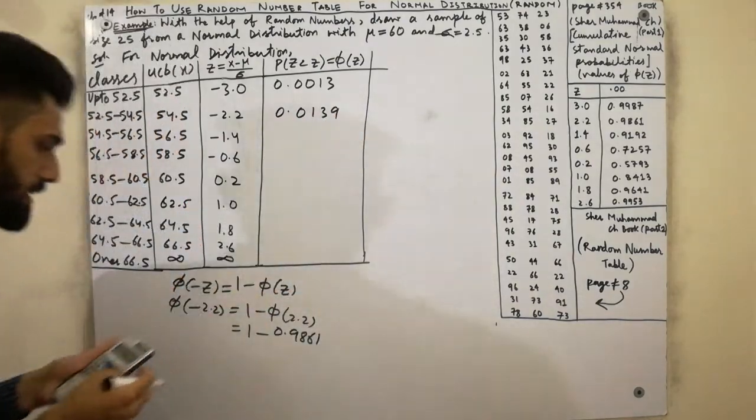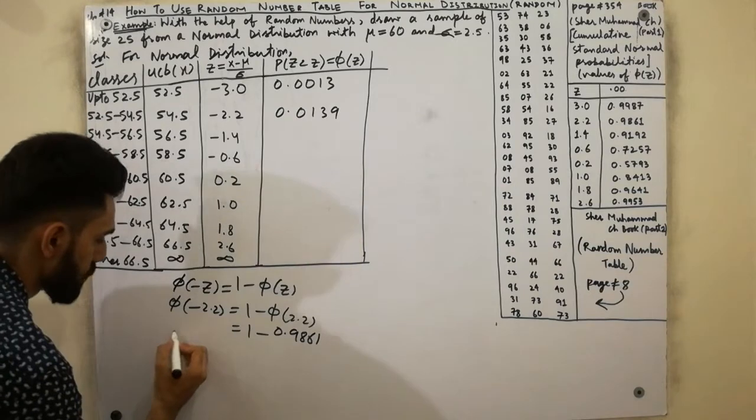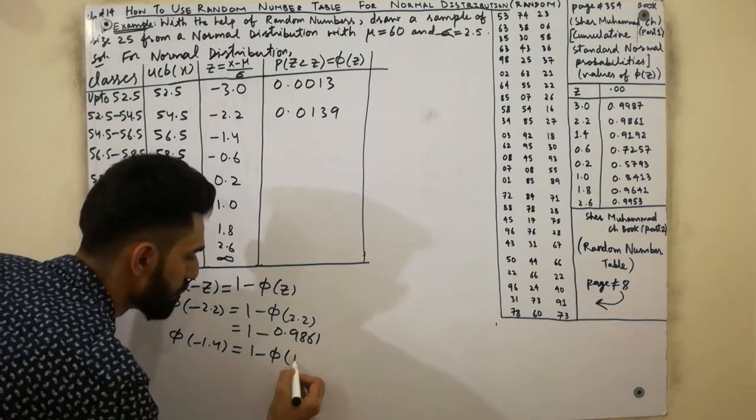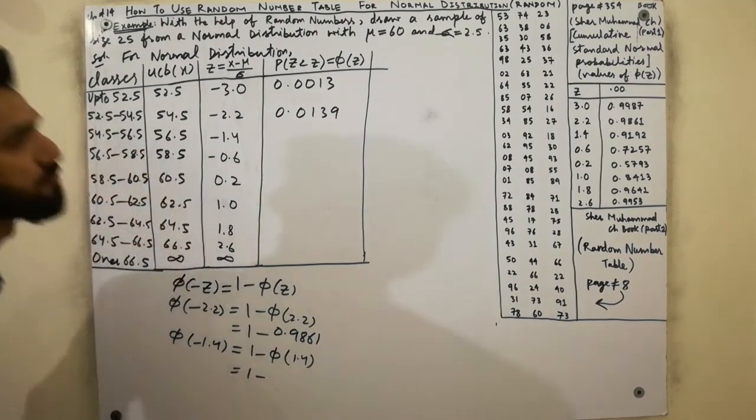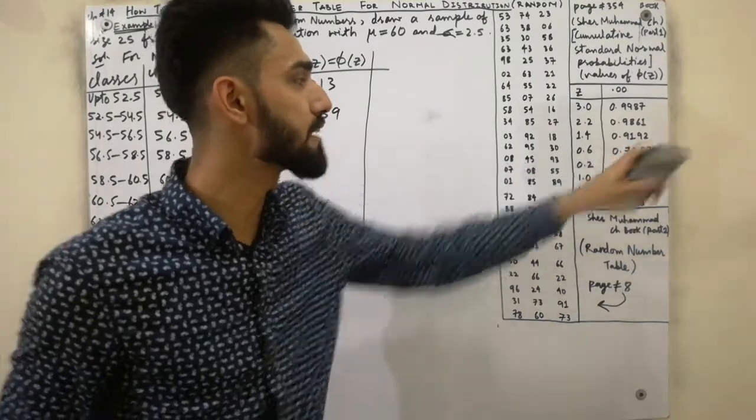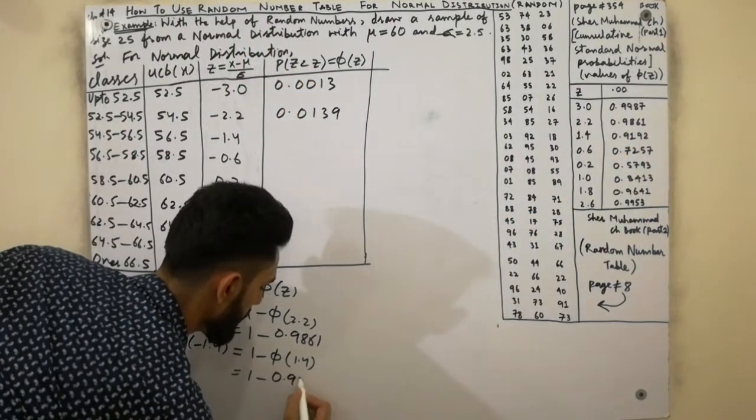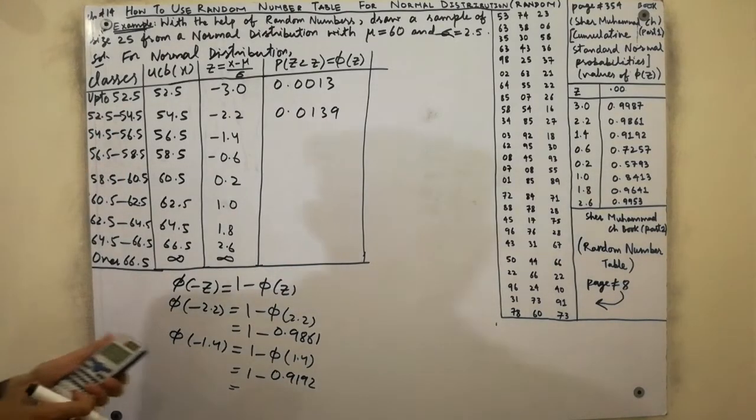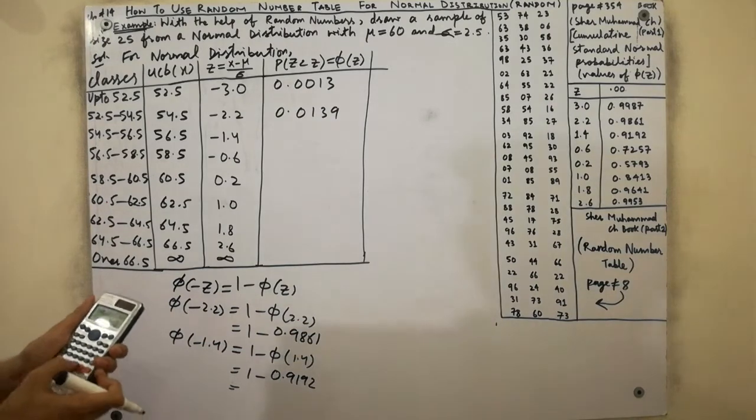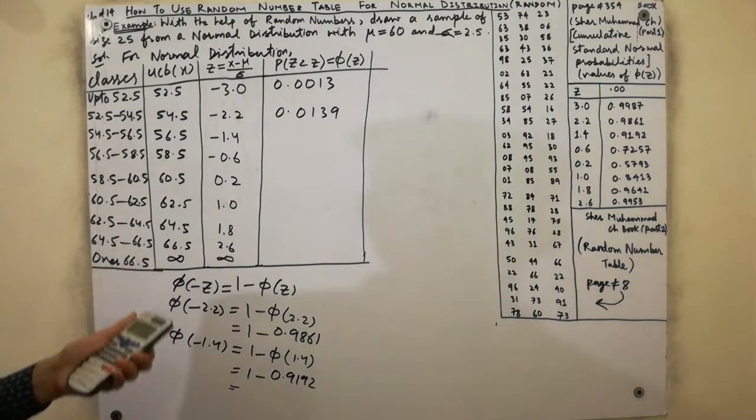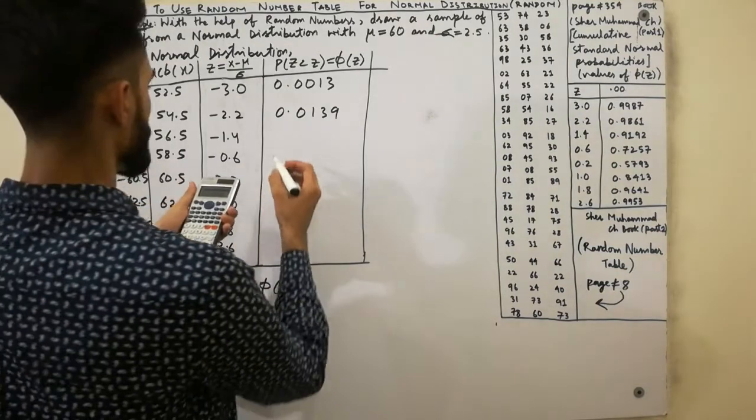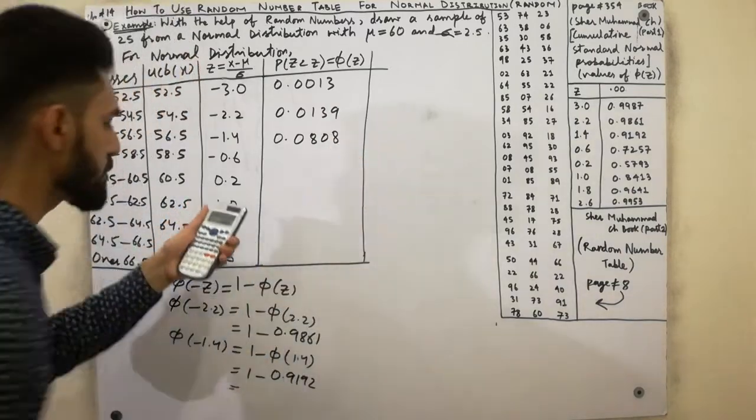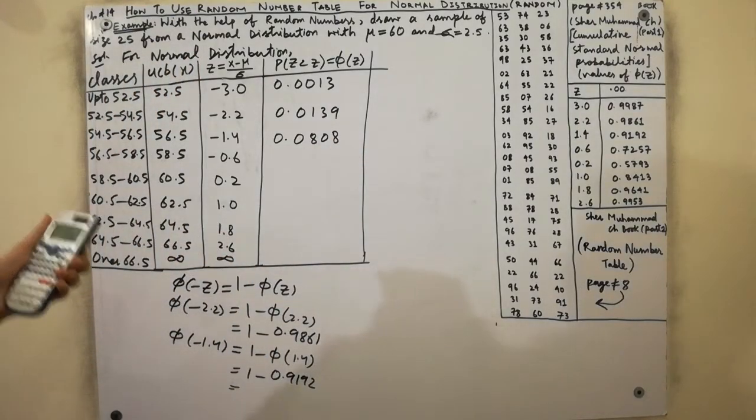The next step is minus 1.4. Phi of minus 1.4 is equal to 1 minus phi of 1.4. The value for 1.4 is given as 0.9192. 1 minus 0.9192, we get the value 0.0808.